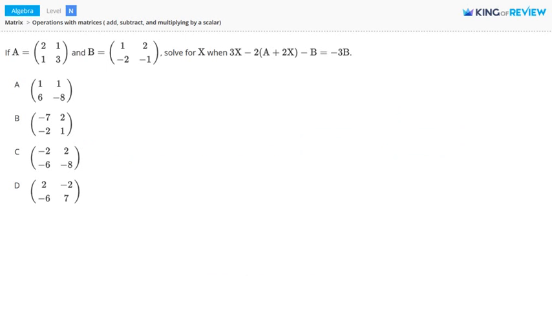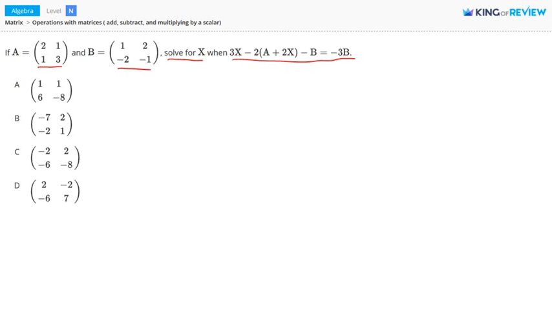In this problem, we're asked to solve for x, and we're given this equation here. Each of the variables in this equation represents a different matrix. Matrix A is here, and matrix B is here.